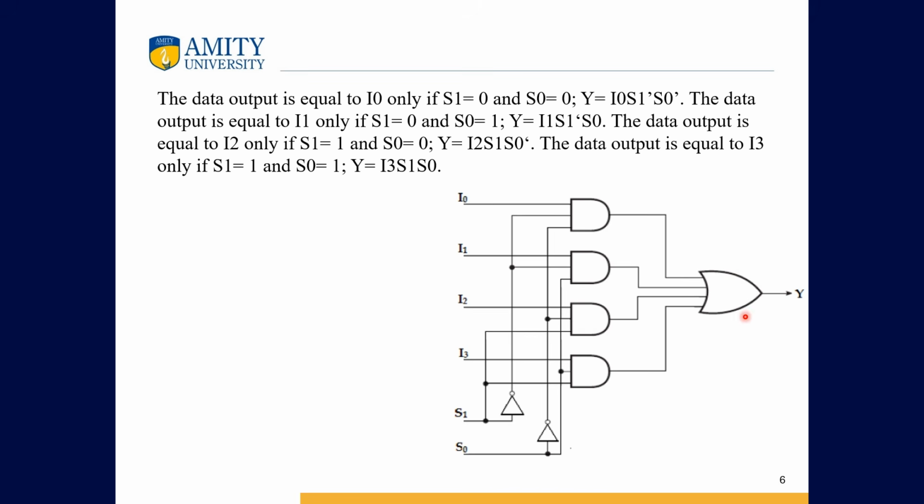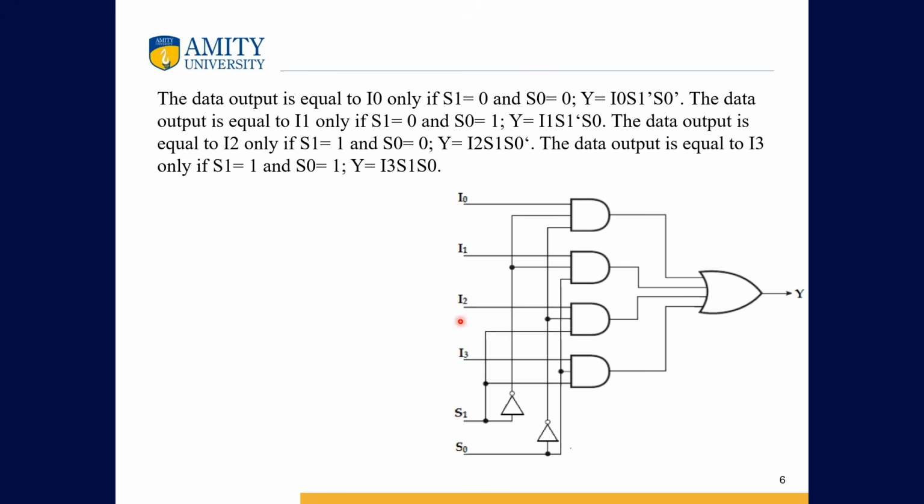This is an OR gate, because whenever we have multiple different combinations and any one of them has to be true, we use the OR gate. Our output will be Y, which is the function for the multiplexer, a single output. We have 2 power n inputs and n selection lines. So when there are 4 inputs, there are 2 selection lines.